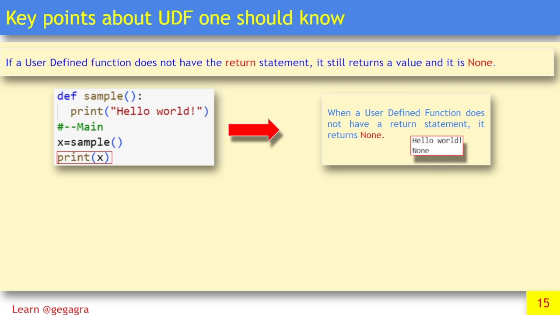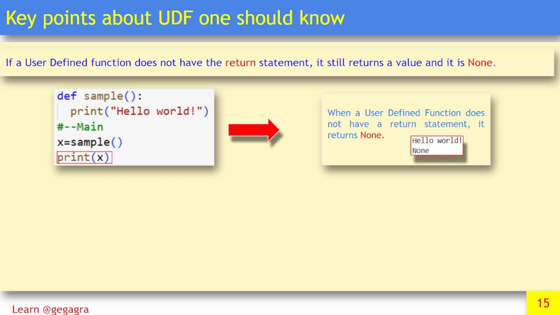And the next one, say for the example, hello world. When you run this code, it will display hello world because of the print statement hello world, and because of print x, x will hold None because there is no return statement in the function def sample.